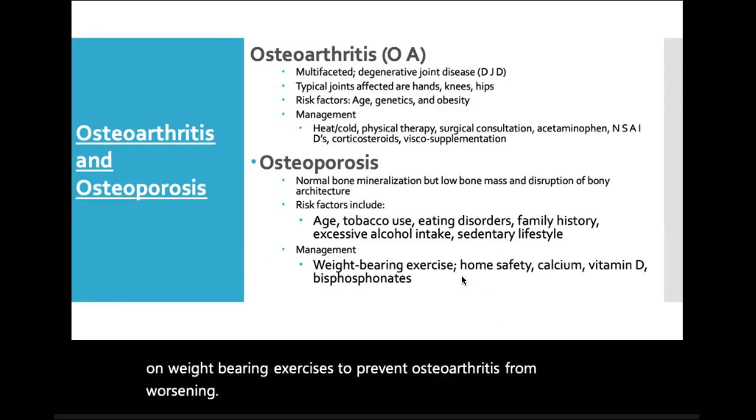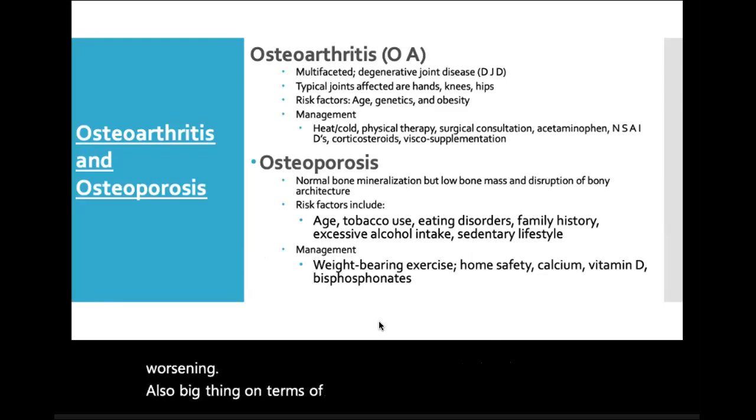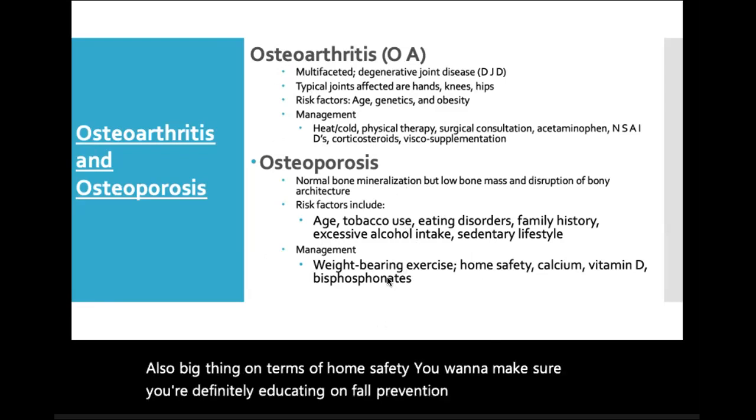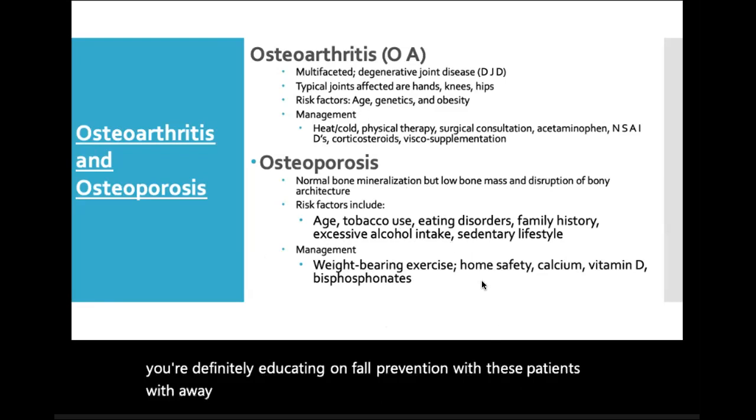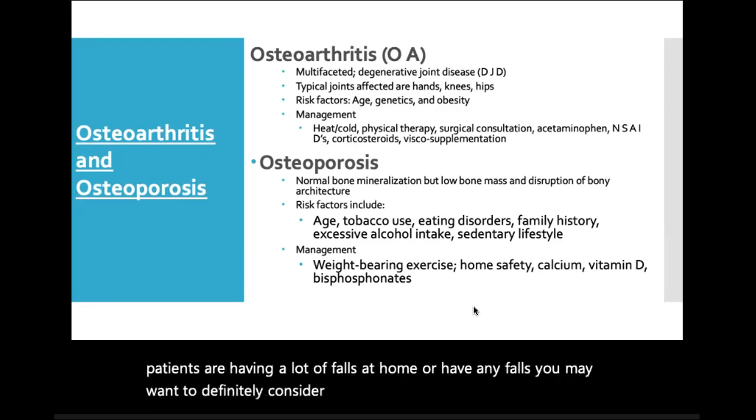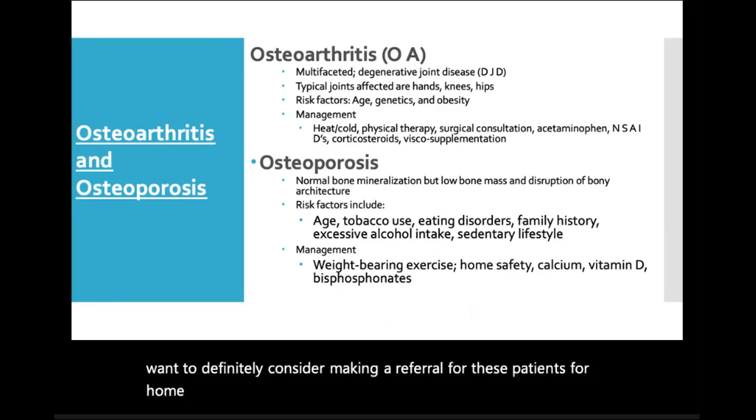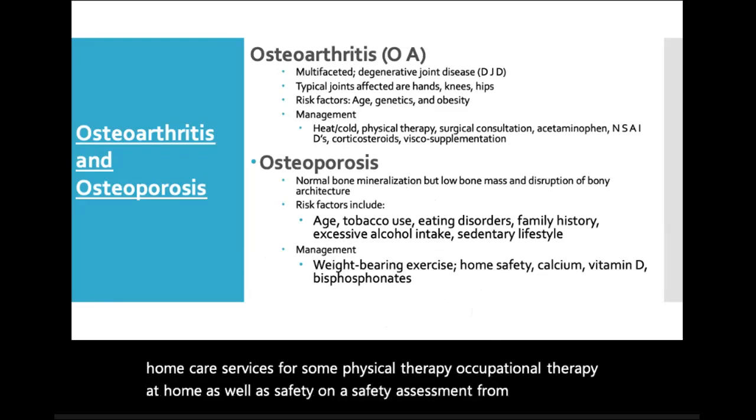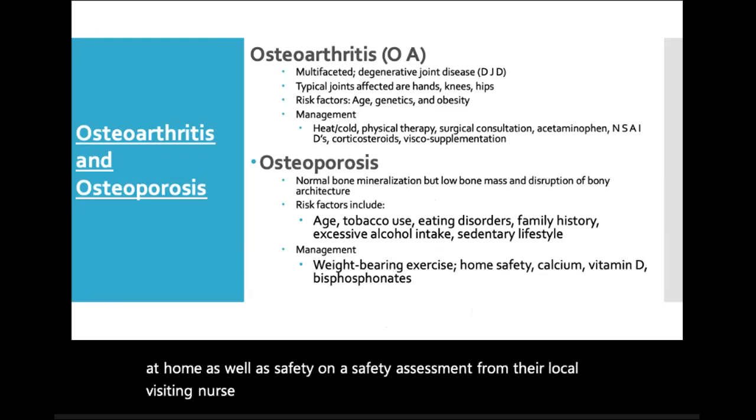So really important to educate your elderly, geriatric patients on weight bearing exercises to prevent osteoporosis from worsening. Also, a big thing in terms of home safety, you want to make sure you're definitely educating on fall prevention with these patients with OA and osteoporosis. If you're finding that these particular patients are having a lot of falls at home, or have any falls, you may want to consider making a referral for home care services, for some physical therapy, occupational therapy at home, as well as a safety assessment from their local visiting nurse service, just to make sure that they have all the resources at home that they can have.